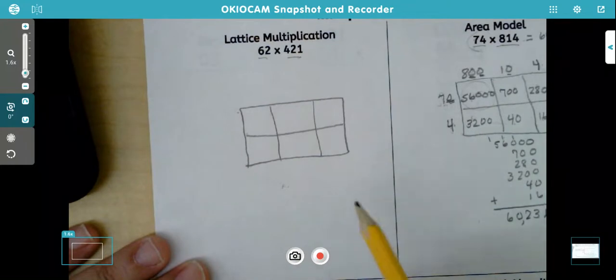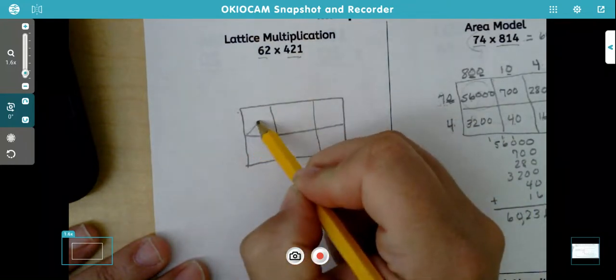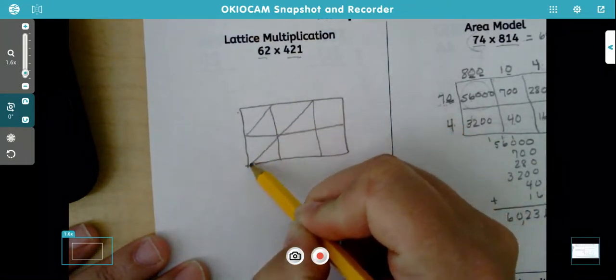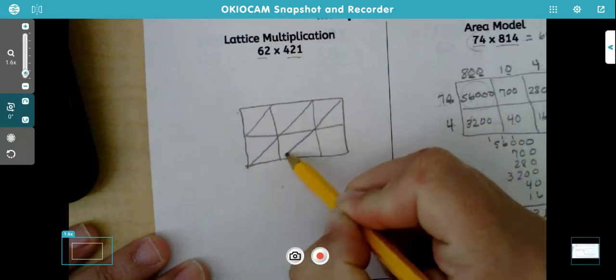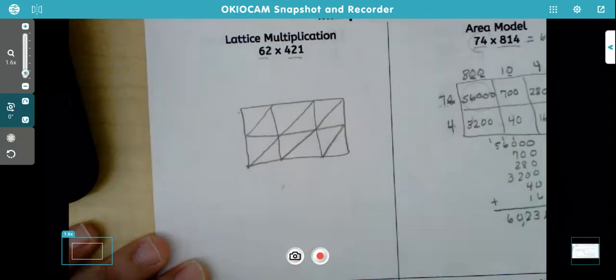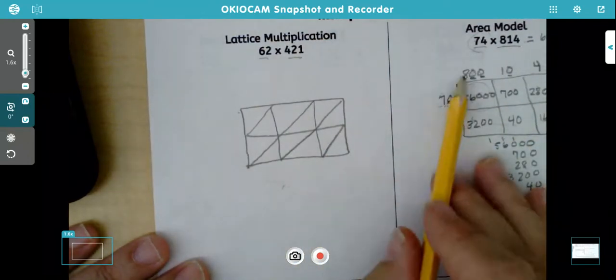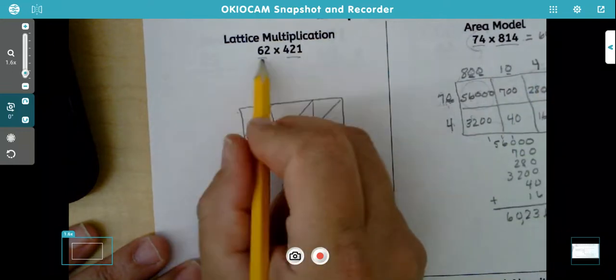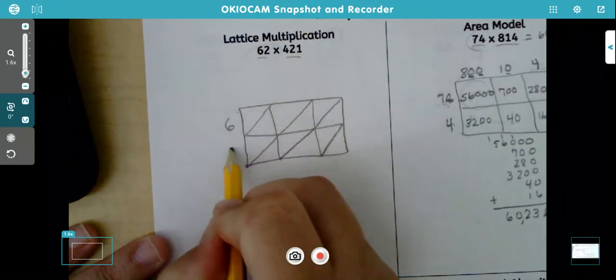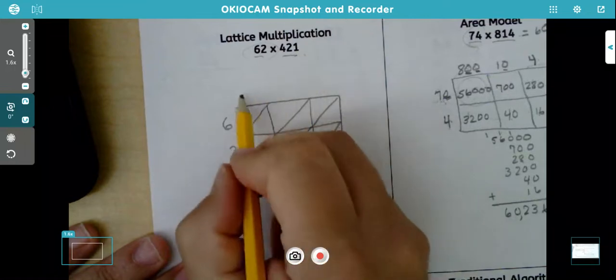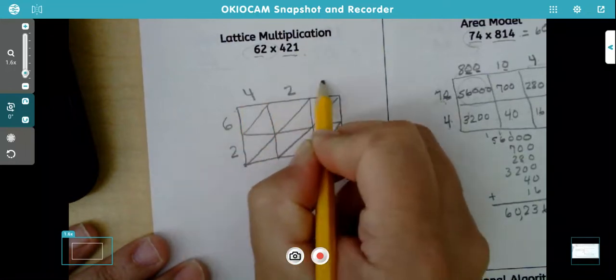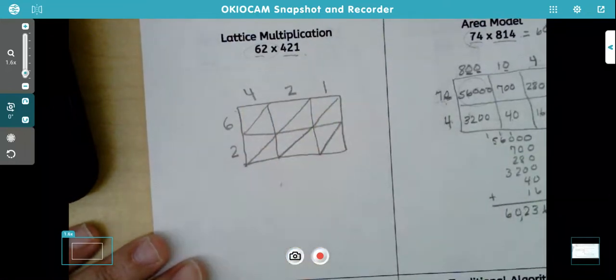Okay. Then what I do is I cut my boxes in half along the diagonal, and you'll see why. And then instead of doing expanded form, I just write the individual digit. So for 62, I put a 6 here and a 2 here. For 421, 4, 2, 1. This one is probably, if I had to pick, the one that's a little more magical. It's harder to explain why it works, but it does work.